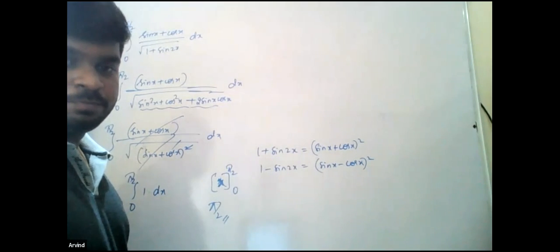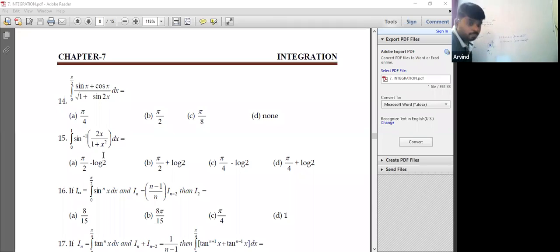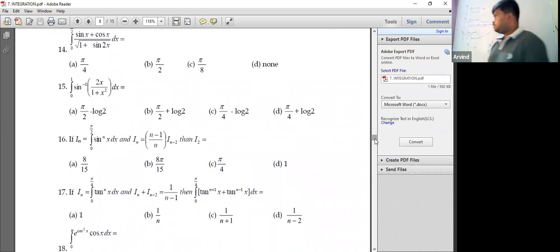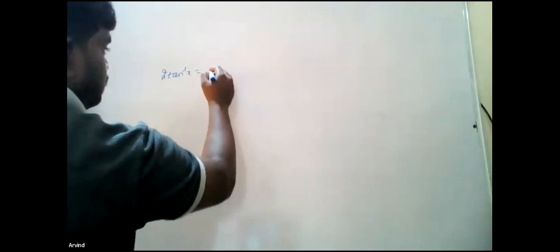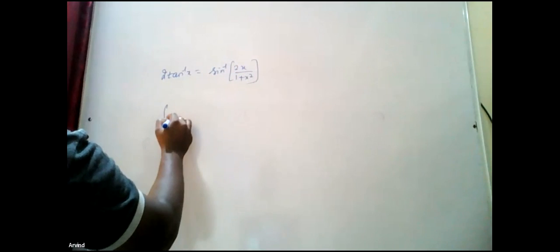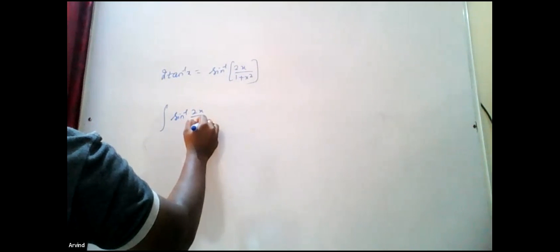So let's go to the next one. Sin inverse of 2x by 1 plus x square. This is a formula I've given in inverse trigonometry. You have to remember it. It is 2 tan inverse x. In terms of sin, cos, everything I have given. So it is given as sin inverse of 2x by 1 plus x square. This is the formula.